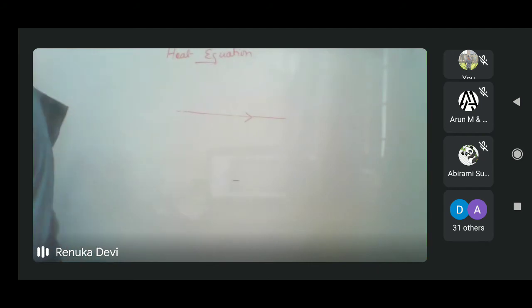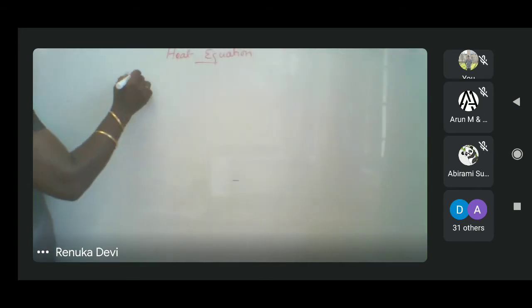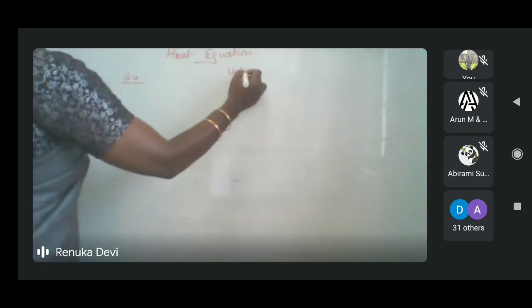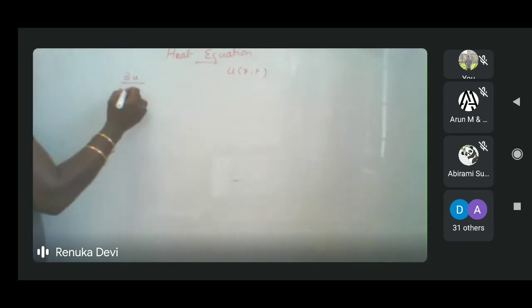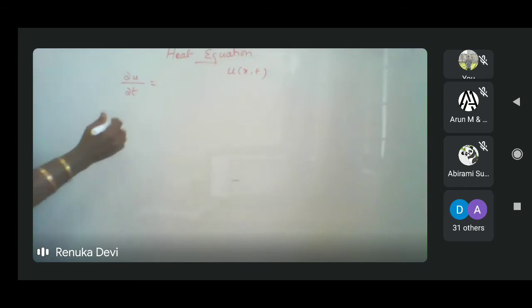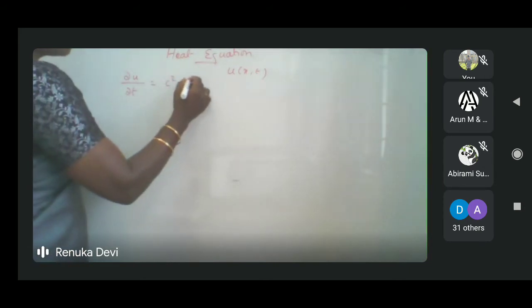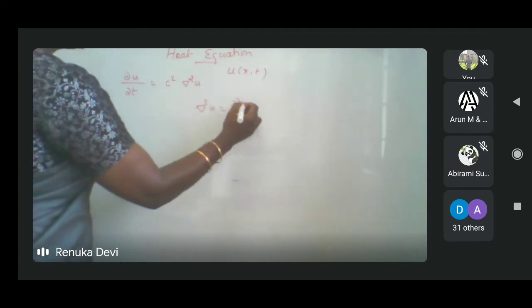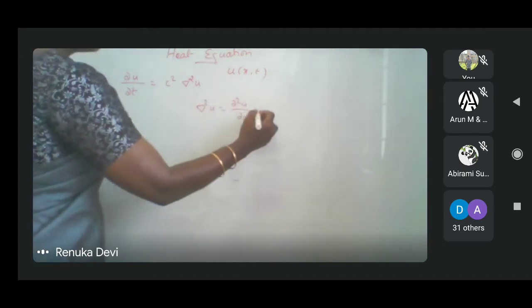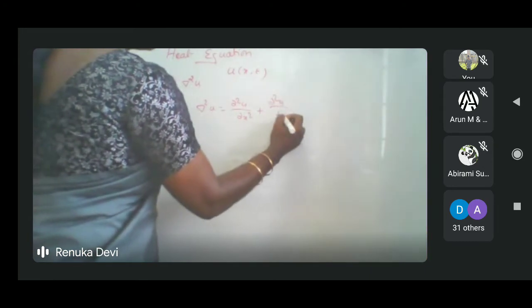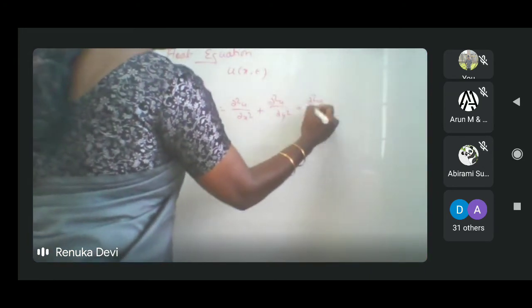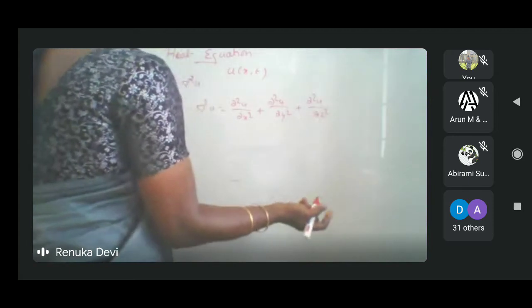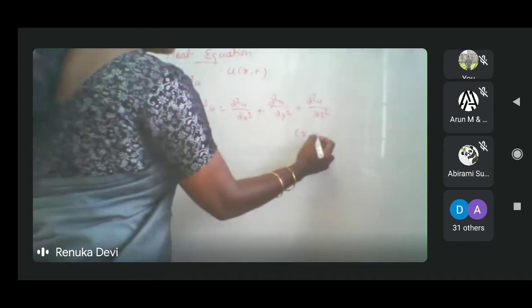So the heat equation is given as ∂u/∂t, where u is the heat function u(x, t), equal to c² times ∇²u. What is ∇²u? It is ∂²u/∂x² + ∂²u/∂y² + ∂²u/∂z² if the object is in three-dimensional space.